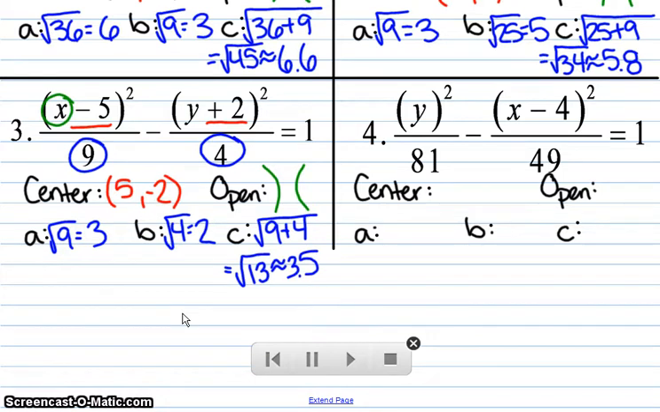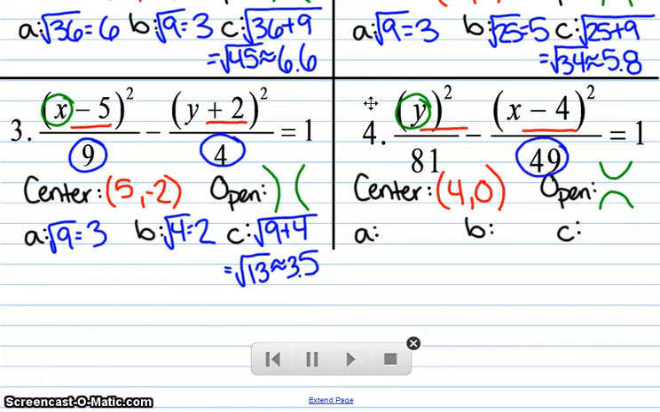Then last one, number 4, kind of tricky. It does have that y in the front, so don't let it get you. So we had to start off with the 4. There's no number with the y, so make certain you put that 0 with it. Y is first, so it is going to open up and down. A is always the square root of what's under x. The square root of 49 should be 7. B is always going to be your square root of what's underneath y. So the square root of 81 should give you 9.